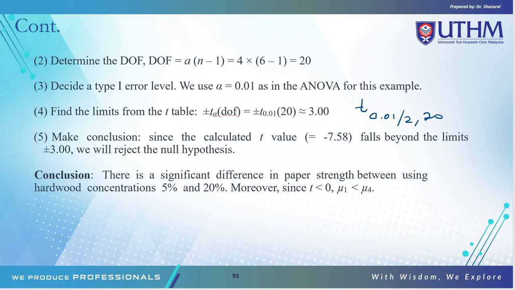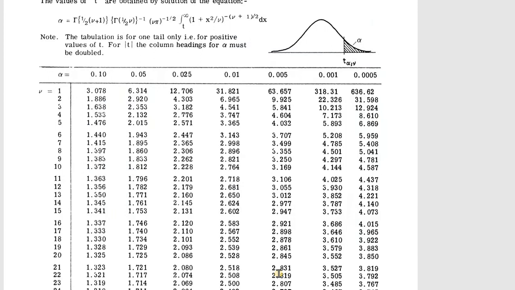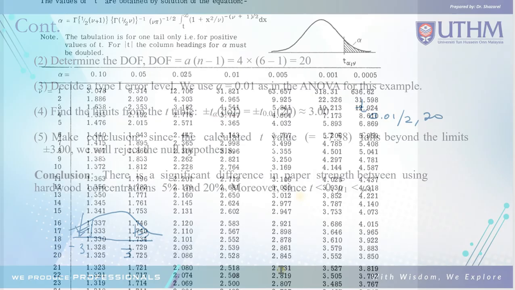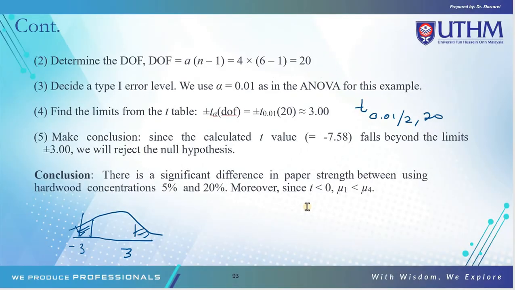Then we refer to the statistical table, the Montgomery table. Alpha divided by 2 is 0.005, and v is 20, so the t value is 2.845. Then the conclusion is that mu1 is less than mu4, because it falls on the left rejection region. So mu1 is less than mu4.